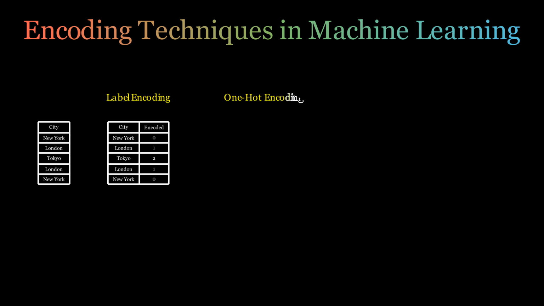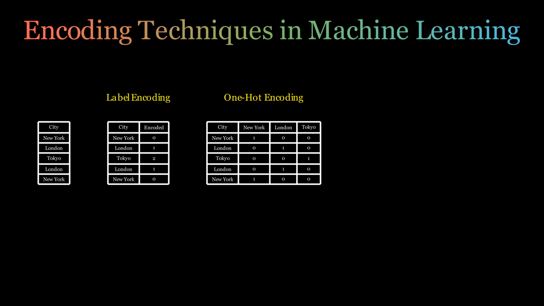One-hot encoding creates binary columns for each category, avoiding order but increasing dimensionality. Use one-hot encoding when the categorical variable is nominal, meaning there is no intrinsic order, such as red, green, blue.